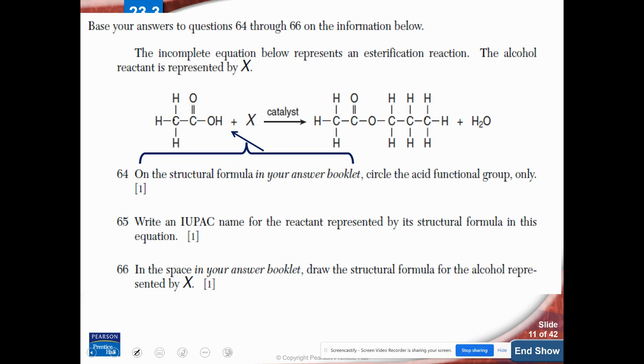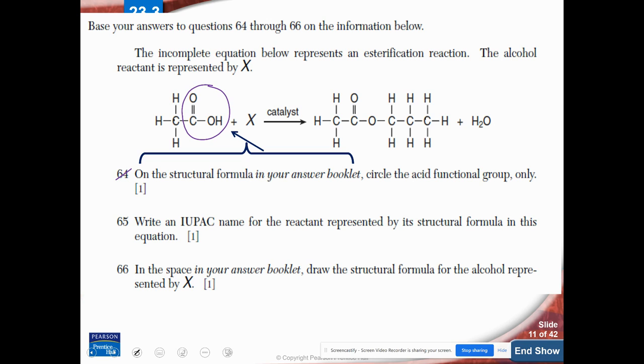All right, so on the structural formula in your answer booklet, circle the acid functional group only. So where is the acid functional group? So I got a whole bunch of stuff. This is a Regents exam short answer question. Where's the acid functional group? So I am going to look at my Table R and I'm going to say, okay, there's the acid on Table R. Which one looks like the acid on Table R? So that's going to be this one. So I'm going to circle the acid functional group. Right? Now I've done 64.